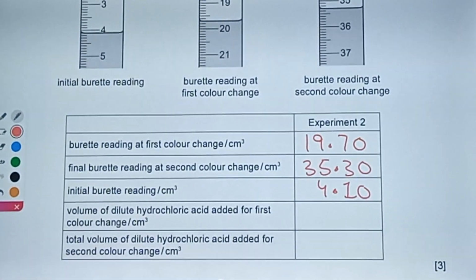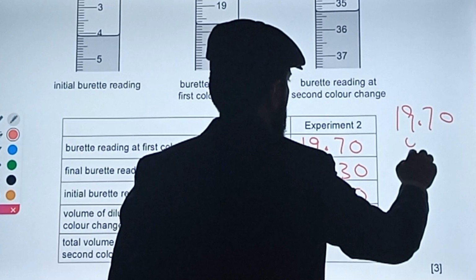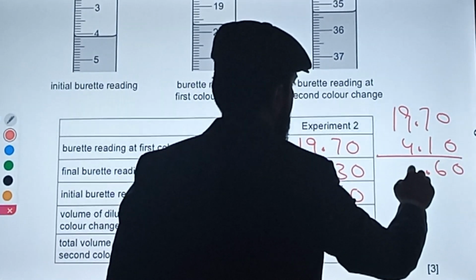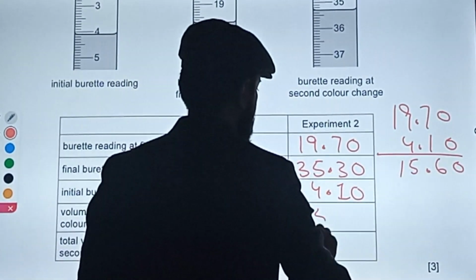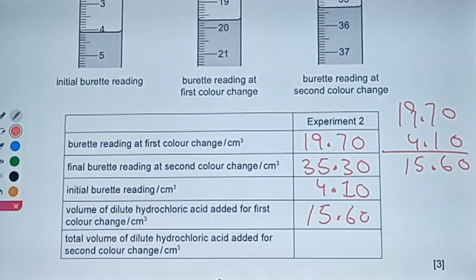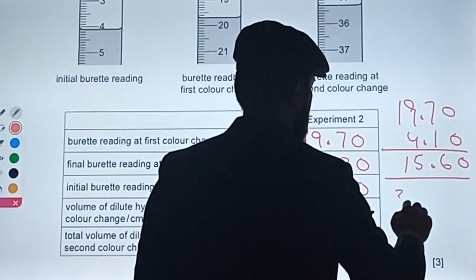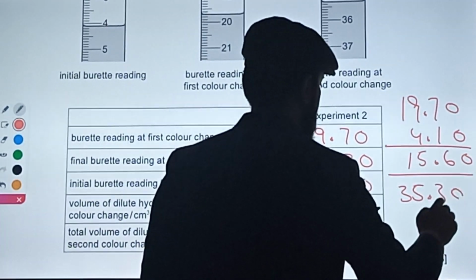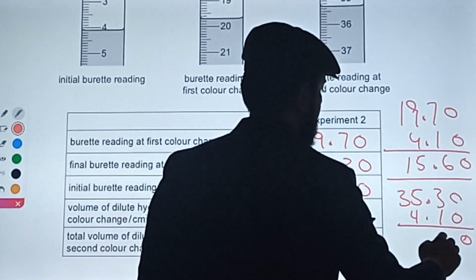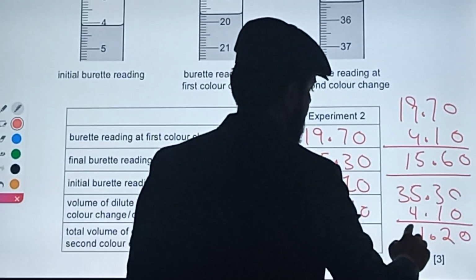For the first one, the difference is 19.70 and 4.10. We got 0, 6, and then 5, 1. So 15.60. And in the next one, total volume of the hydrochloric acid added for the second color change, we have to find the difference again. The final was 35.30, initial was 4.10. So the difference, we got 0 here, 2 here, and then 1 and 3. 31.20.